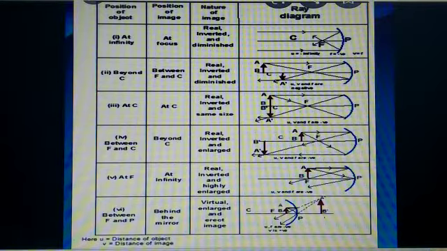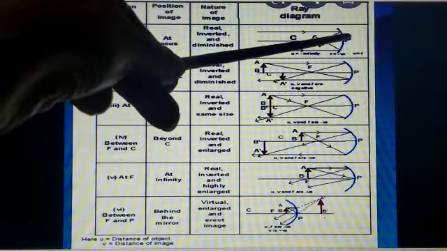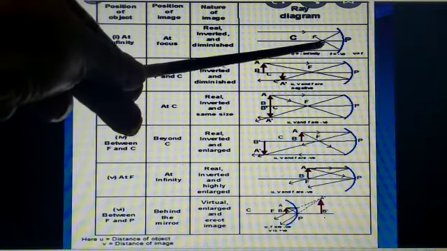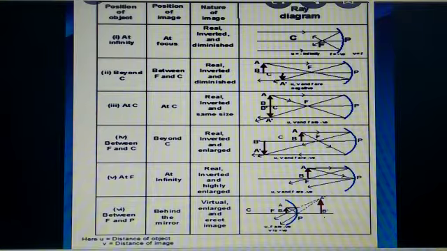Good morning, students. Today we are going to learn about the representation of images formed by spherical mirrors using ray diagrams. Before that, you should know about some terms or letters which it denotes. P denotes the pole of the mirror, capital F is for focus, and C for center of curvature. And small letters u and v.